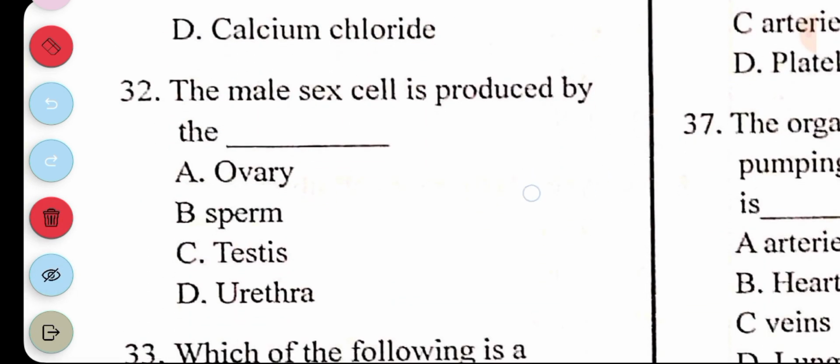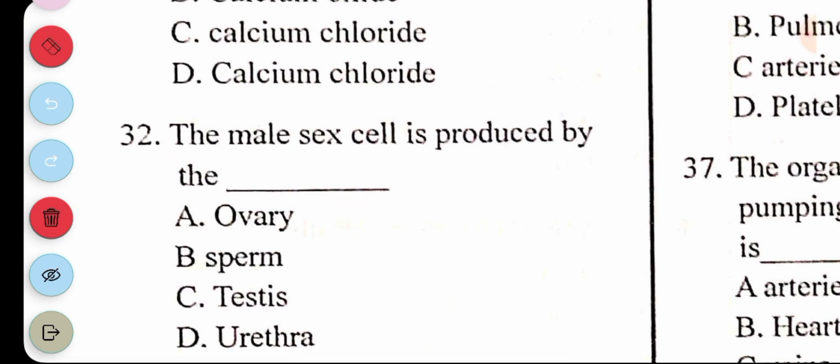Question 32. The male sex cell is produced by the A, ovary, B, sperm, C, testis, D, urethra. And the answer to this is C, testis.